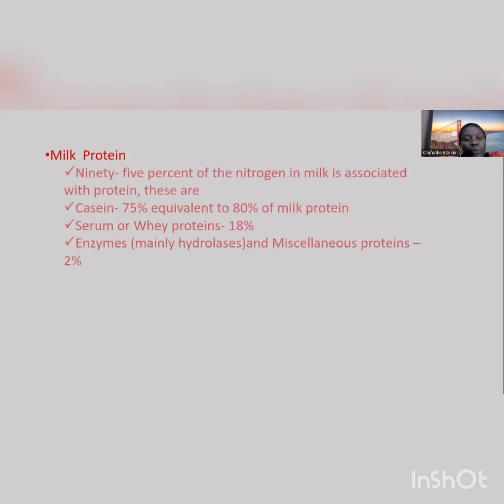Under milk chemistry, we have milk protein. About 95% of the nitrogen in milk is associated with protein. And these are broken down to 75% casein, which is equivalent to 80% of milk protein. And we have serum or whey proteins, as earlier mentioned, 18%. Enzymes, mainly hydrolases, and miscellaneous proteins, antibodies, 2%.